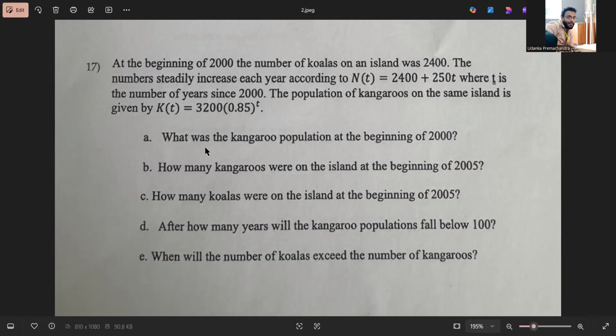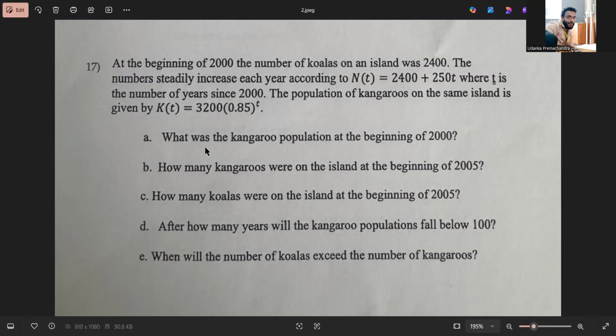How many kangaroos were on the island at the beginning of 2005? How many koalas were on the island at the beginning of 2005? After how many years will the kangaroo population fall below 100? When will the number of koalas exceed the number of kangaroos? Okay, they are asking this kind of question.